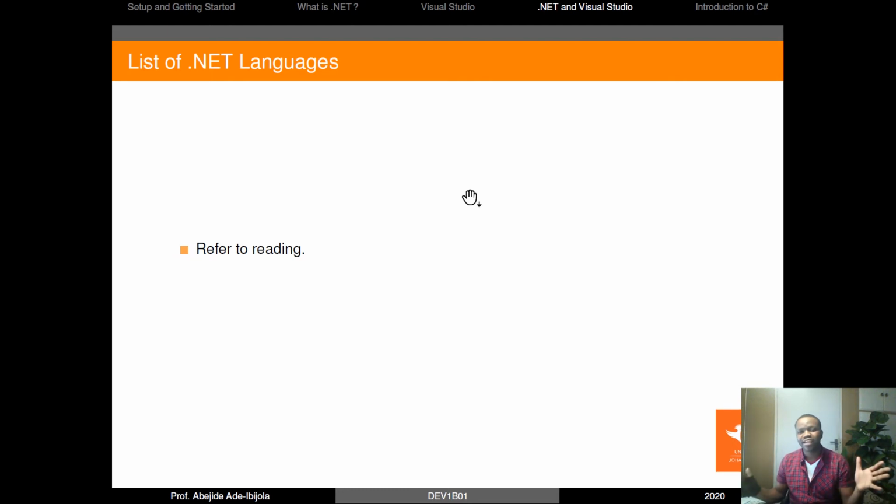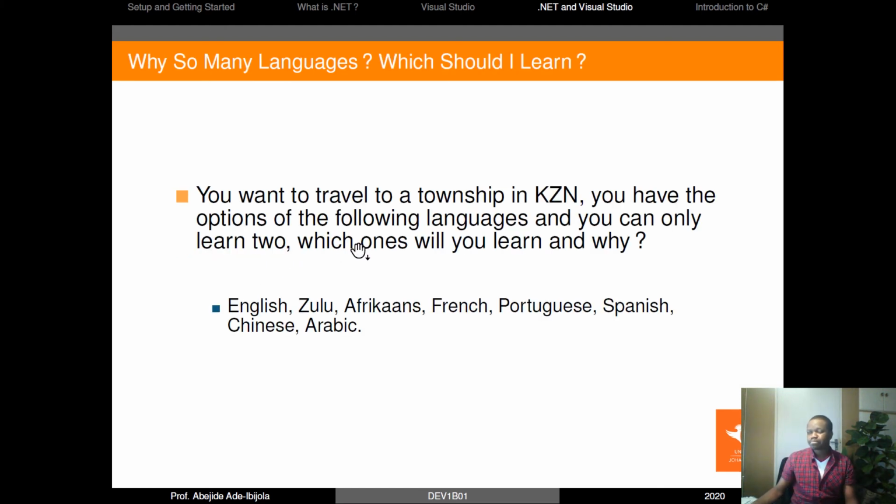So, what are the languages in the .NET Framework? I can tell you of two now. VB.NET, C#. Those two are almost the most popular ones. There are many more languages, and again, please refer to the reading sheets where you can see more languages for the .NET Framework. The question now is, which programming language should I learn?